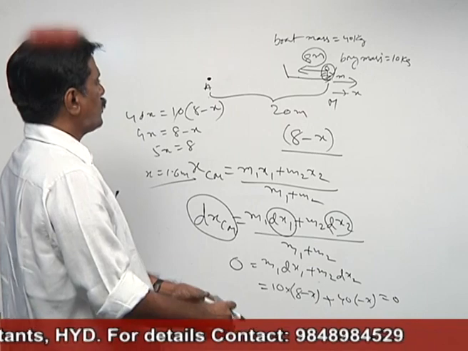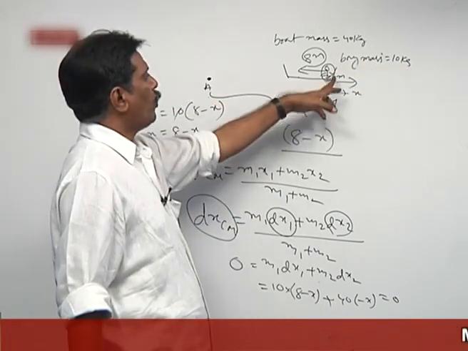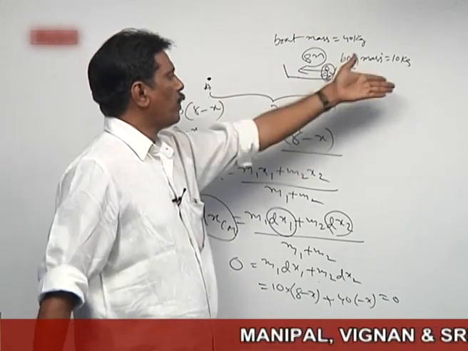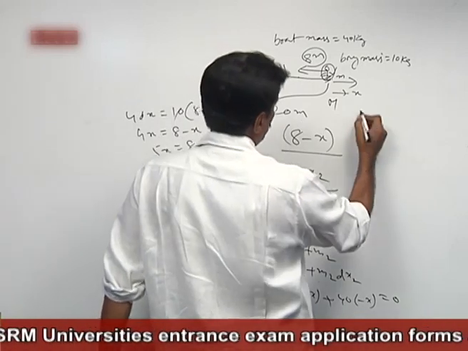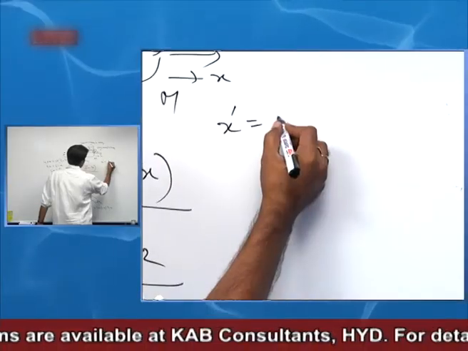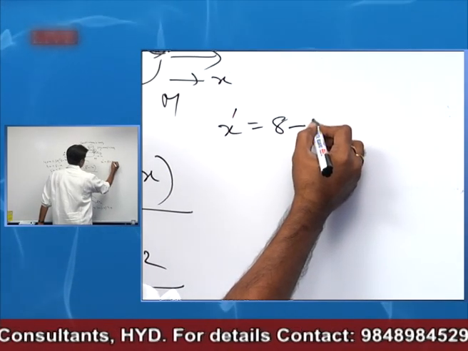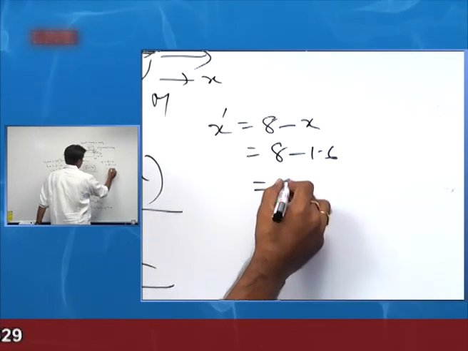So, the boat moves 1.6 meters away from the shore. When the boy moves 8 meters, the boat moves 1.6 meters away. So, the net motion of the boy towards the shore will be x dash is equal to 8 minus x, that is equal to 8 minus 1.6, that would be 6.4.